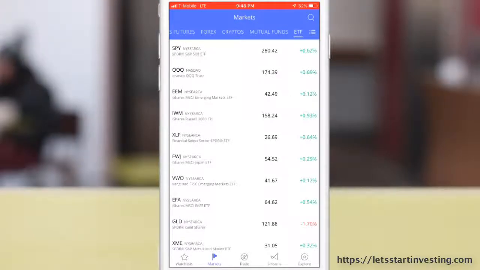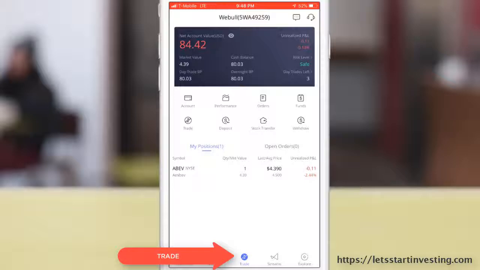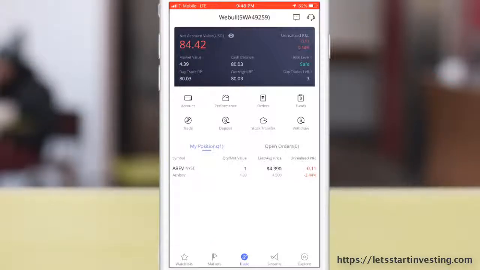And then going to the Trade tab. Trade is where you do the bulk of everything you do on Webull. It's going to be where you track your performance, where you track your orders, commence trades, and basically deposit and withdraw.